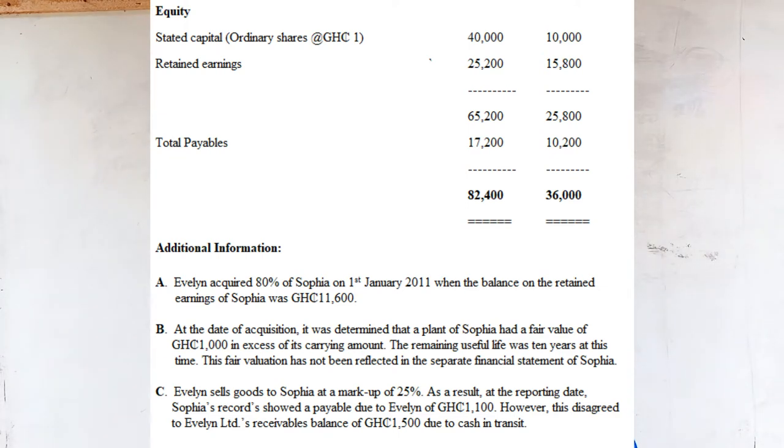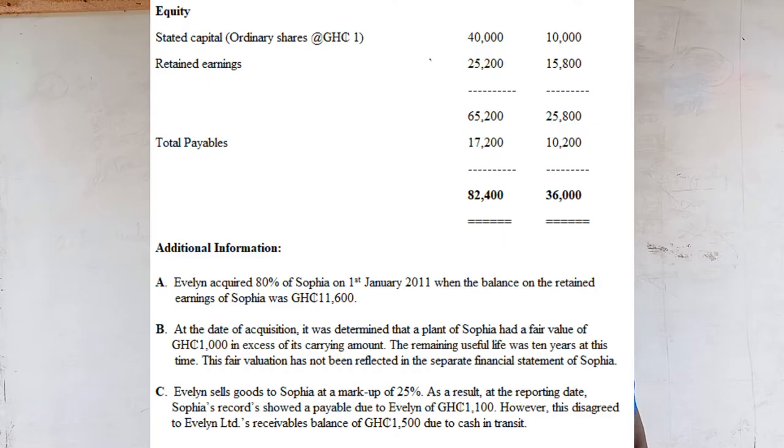Now, additional information, first one says A. Evelyn acquired 80% of Sophia on 1st January 2011, when the balance on the retained earnings of Sophia was 11,600 Ghana cedis. So that is the pre-acquisition income surplus of the subsidiary. Then we continue. At the date of acquisition, it was determined that the plant of Sophia had a fair value of 1,000 Ghana cedis in excess of its carrying amount. The remaining useful life was 10 years at this time. This fair valuation has not been reflected in the separate financial statement of Sophia.